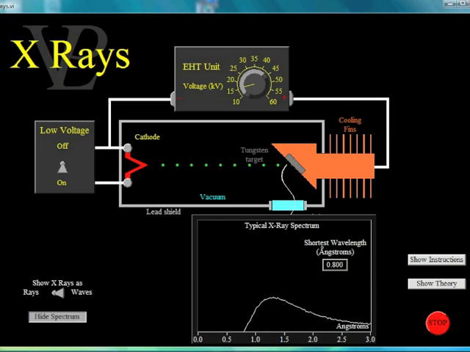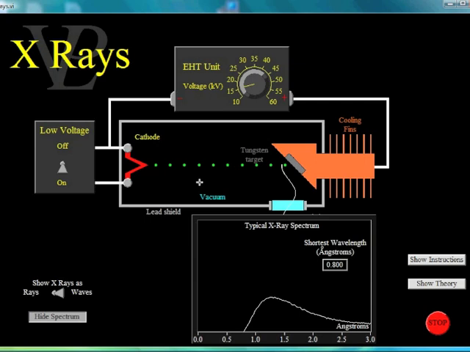Now whilst all this information is not needed for your students to know, it is important for them to be aware that a great deal of the kinetic energy that these electrons have when they hit the target is not changed into X-ray energy, but is in fact changed into heat. Hence the need for the cooling fins around this area here to take away that heat, because somewhere in the order of 99% of the kinetic energy is changed to heat and only about 1% is changed into X-rays.